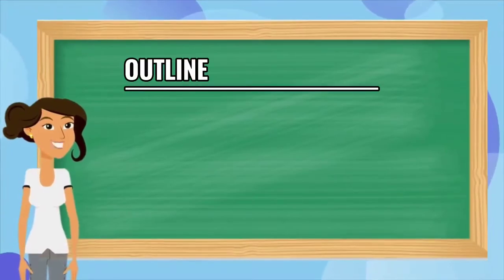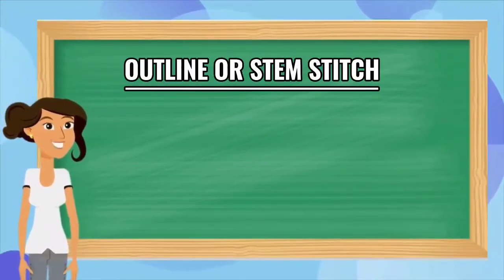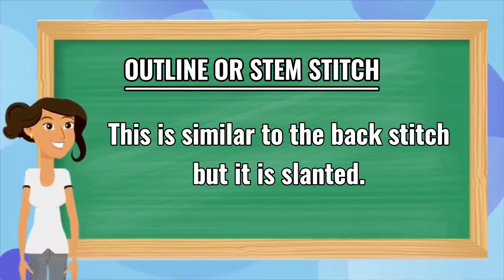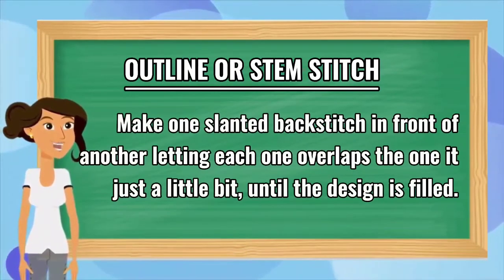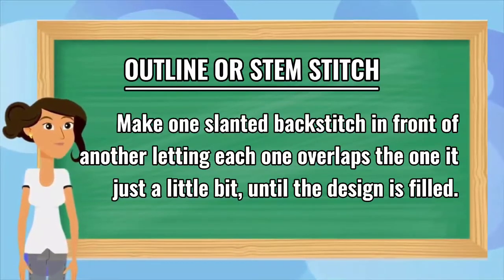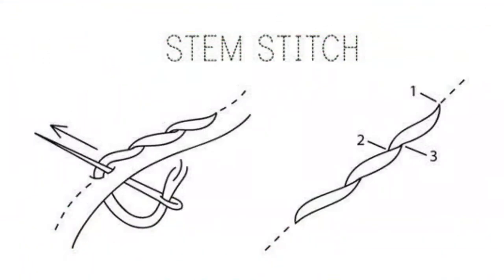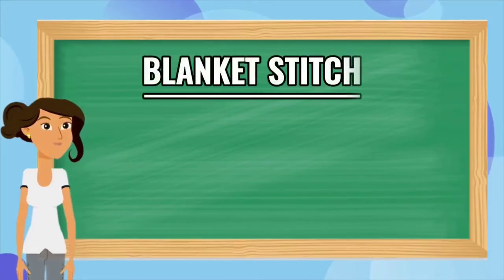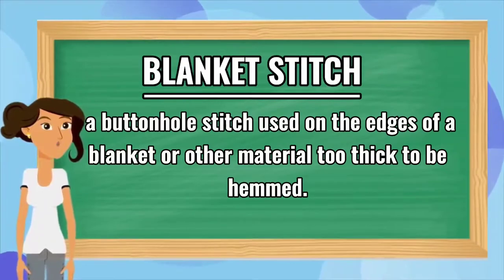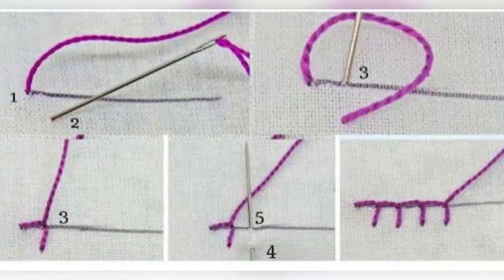The fourth one is outline or stem stitch. This is similar to the back stitch but it is slanted. To make this stitch, first, make one slanted back stitch in front of another, letting each one overlap the one before it a little bit until the design is filled. Blanket stitch. A buttonhole stitch used on the edges of a blanket or another material too thick to be hemmed.